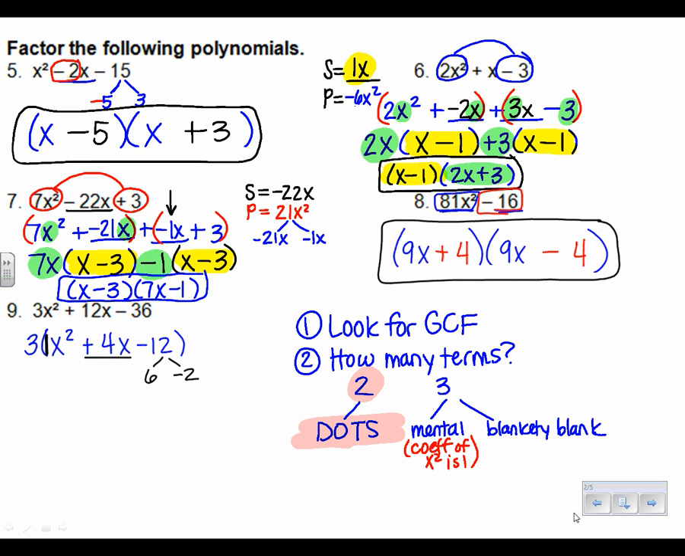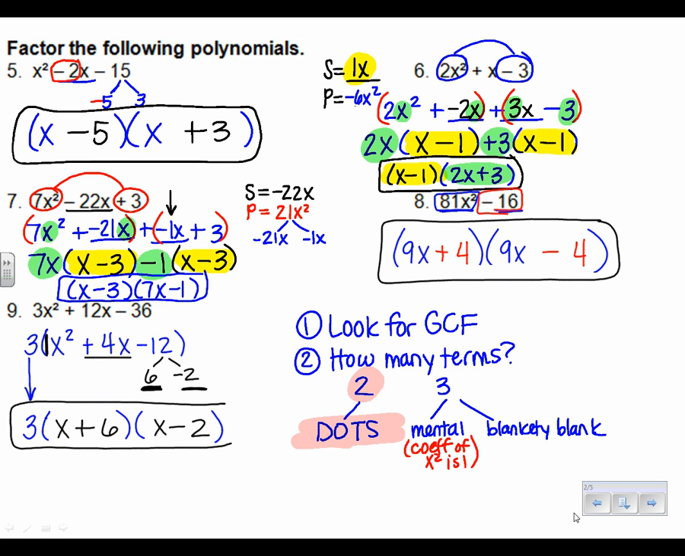So, don't forget, when you write your final answer, you got to drop down that GCF of 3 and then write your 2 factors. And those 2 factors come from using these 2 numbers, 6 and negative 2: x plus 6 and x minus 2. That is my final answer.